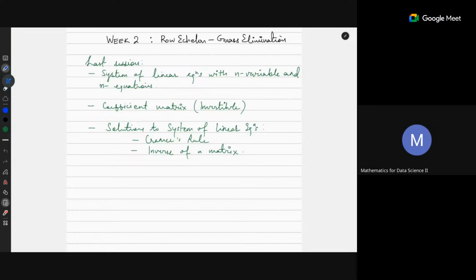System. In particular, where the number of variables was equal to the number of equations, okay, n variables, n equations, and the corresponding coefficient matrix will be a square matrix in that case. And then we discussed a few methods to solve those systems of equations.